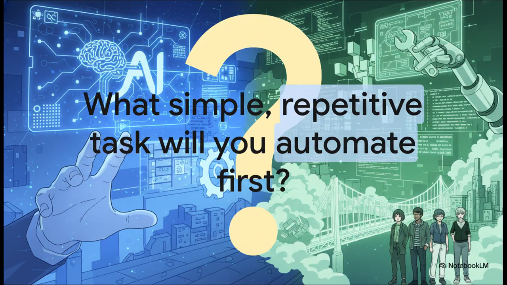So, we've seen that the gap between AI's potential and how we use it is massive. But now, you have the blueprint to cross it. It's about letting the AI be the creative project manager and letting reliable code do the heavy lifting. This approach transforms AI from an unpredictable artist into a dependable employee. So the only real question left is, what simple, repetitive task are you going to automate first?